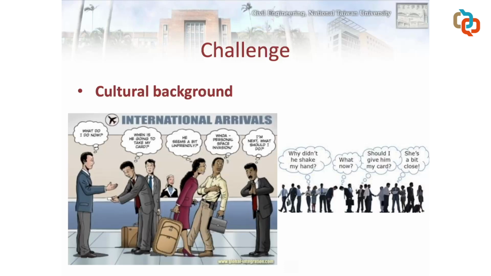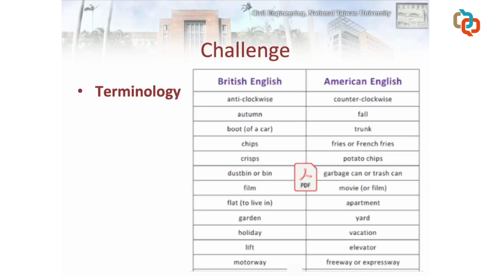Reading, judging, or understanding a student could be difficult when you have a classroom full of students from different cultural backgrounds. There's also the challenge of terminology, which I have just mentioned. For example, in British English and American English, you could have different words referring to very, very similar things. There's also the case when the same word actually means different things.